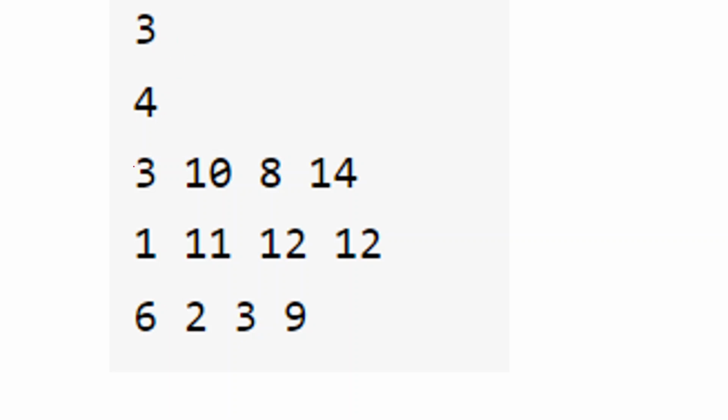The rule is, if you are placed in a cell, that cell has a number. It can be 3, 10, 8, 14, and you can move to cells whose coordinates' product equals your current cell's number. That sounds confusing, so let me give an example. Say you have a 3. You can move to all the cells where the product of the row number and column number equals 3. So you can move to (1, 3) and (3, 1), because 1 times 3 equals 3, and 3 times 1 equals 3 as well.